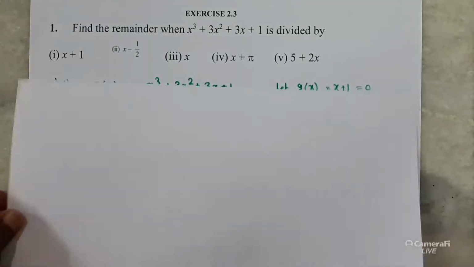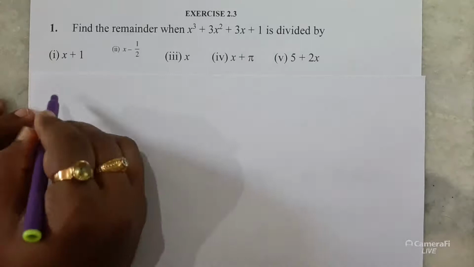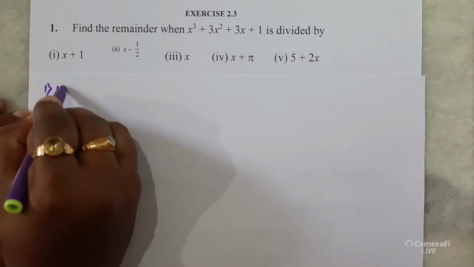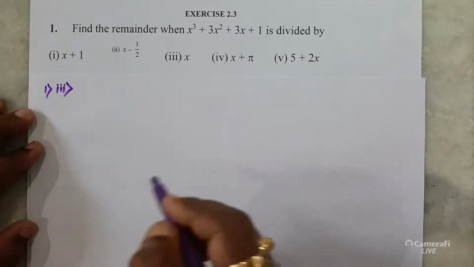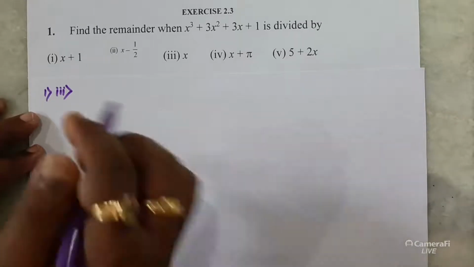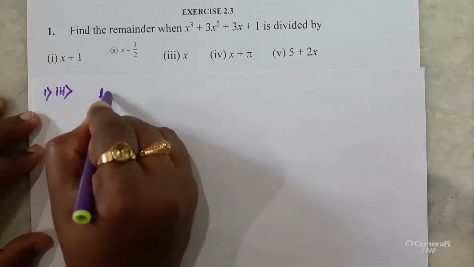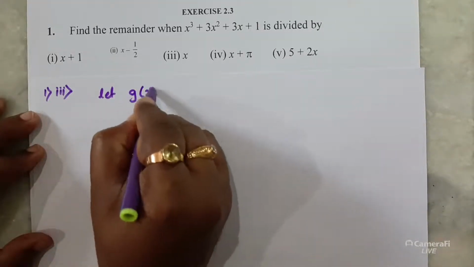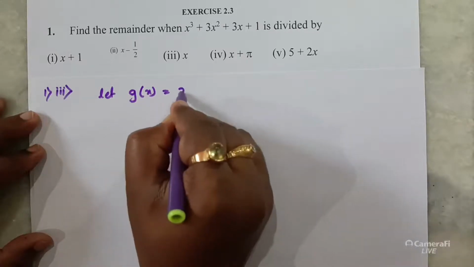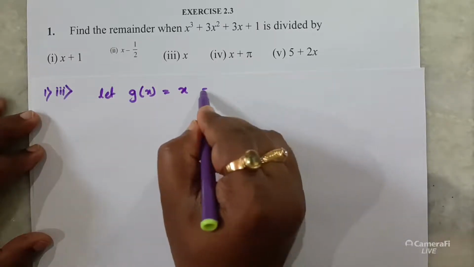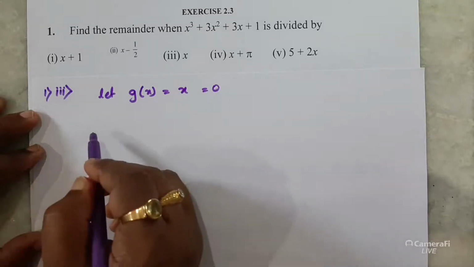Next is the third one. When x cube, this one, let g of x equals x equals 0.